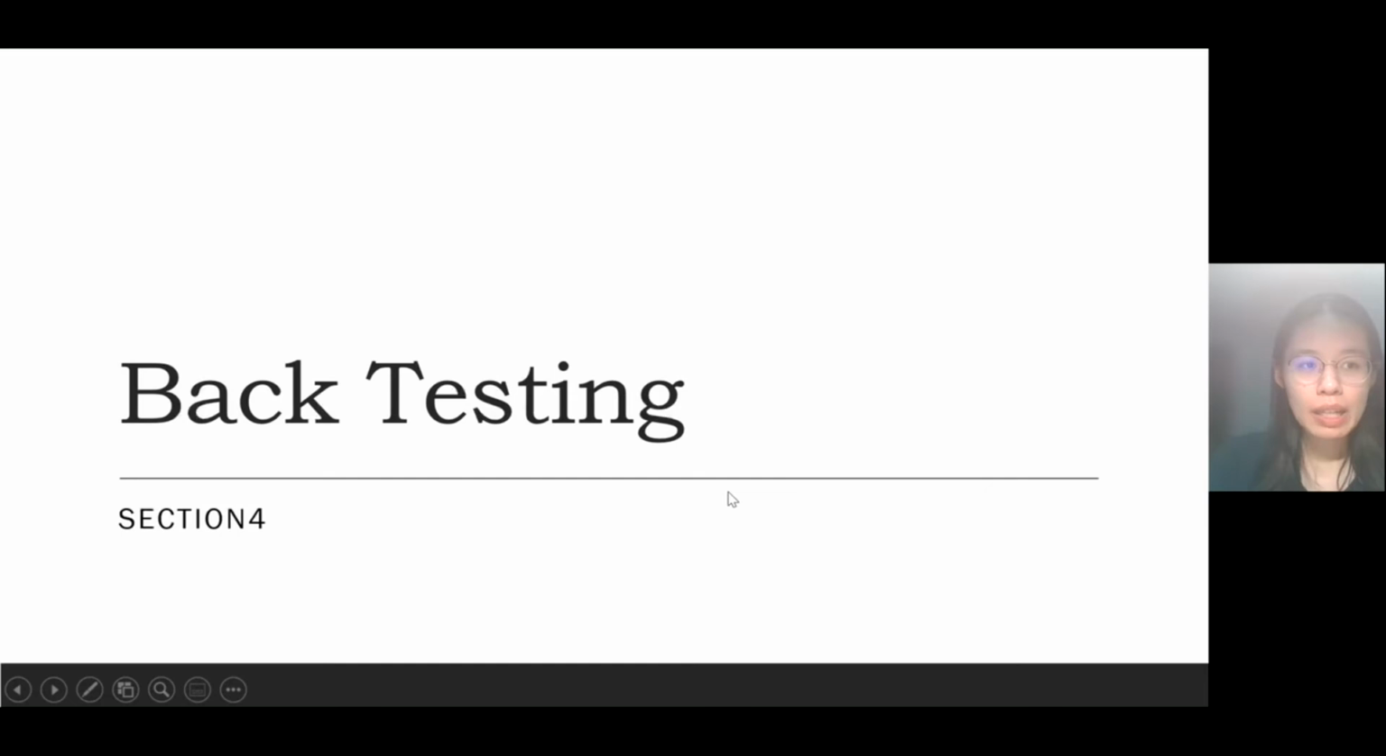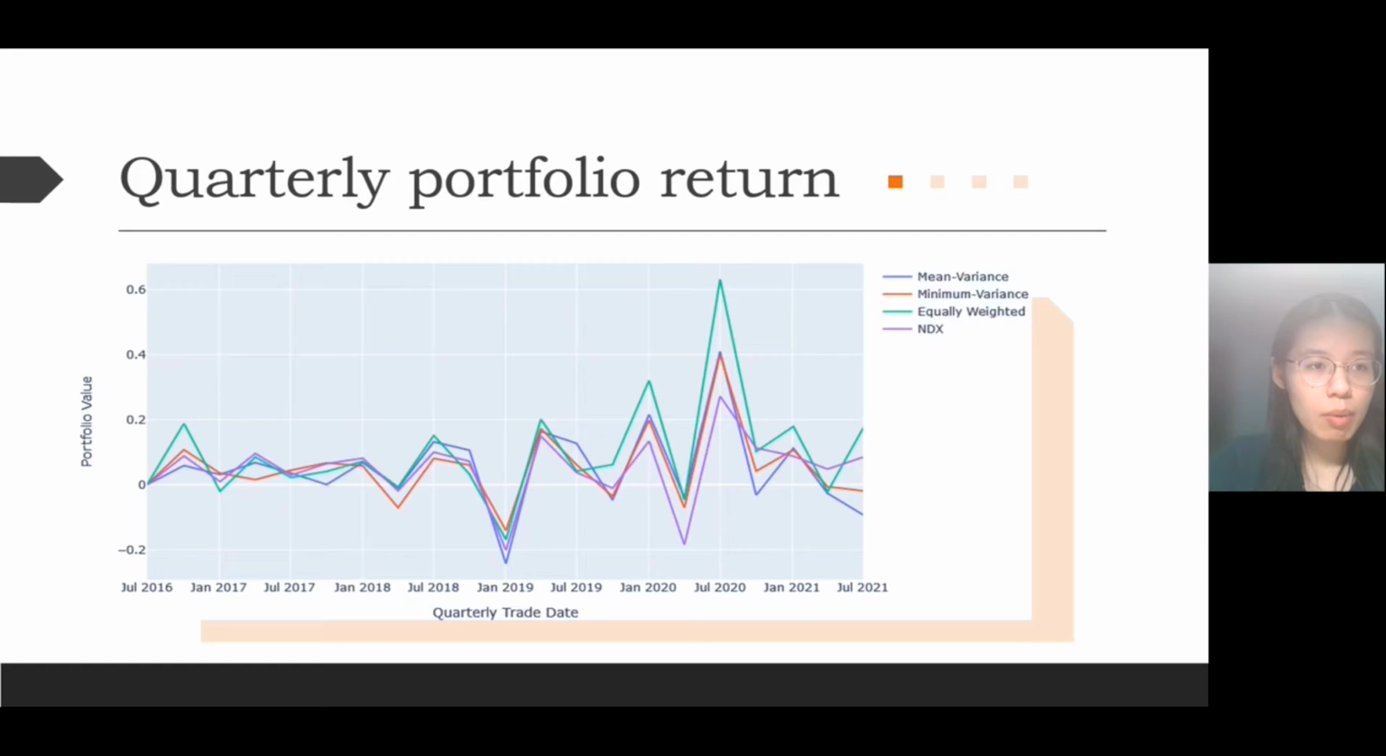Thank you, Xinhun. In backtesting part, we compare the performance of different allocated portfolios and the benchmark portfolio Nasdaq 100 index. Here is the performance, which are quarterly returns of these portfolios. We can see that the shapes of the quarterly returns are similar, while in January 2020 and July 2020, equally weighted portfolio depicts a more obvious better return.